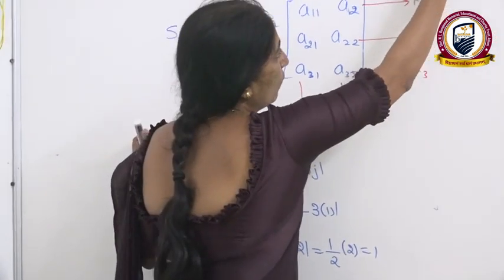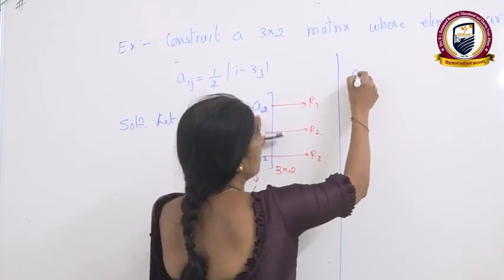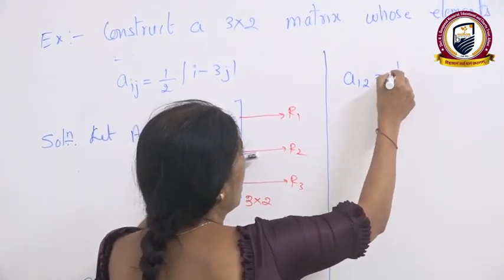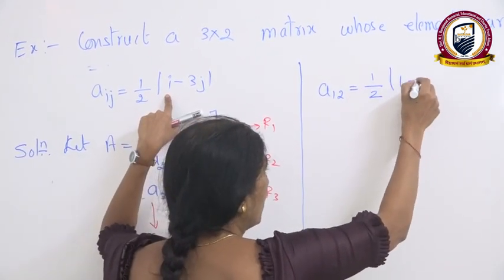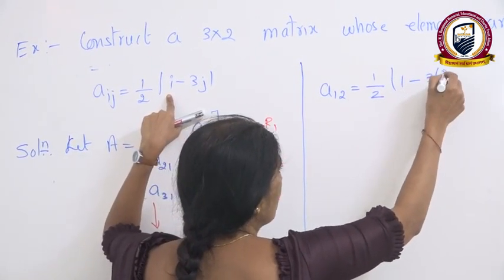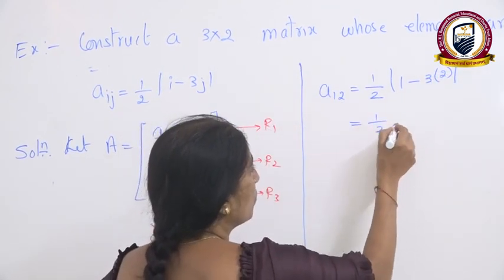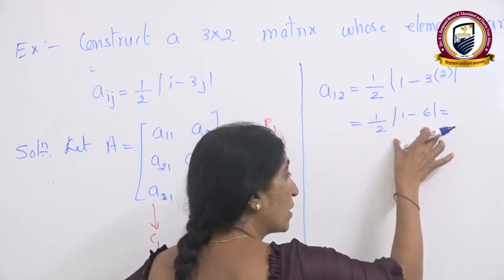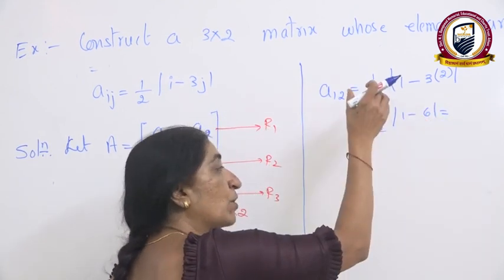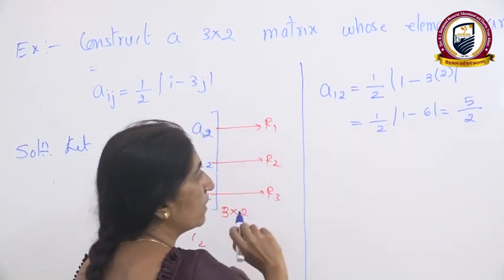Like that, now I am writing the next element. What is the next element? The next element is A12. So again it is 1 by 2, i is replaced by 1, minus 3, j is replaced by 2. Like this, so it is 1 by 2 in the modulus 1 minus 6. Under modulus you are getting minus 5, but because of modulus we are writing 5 by 2. Is it easy or what?